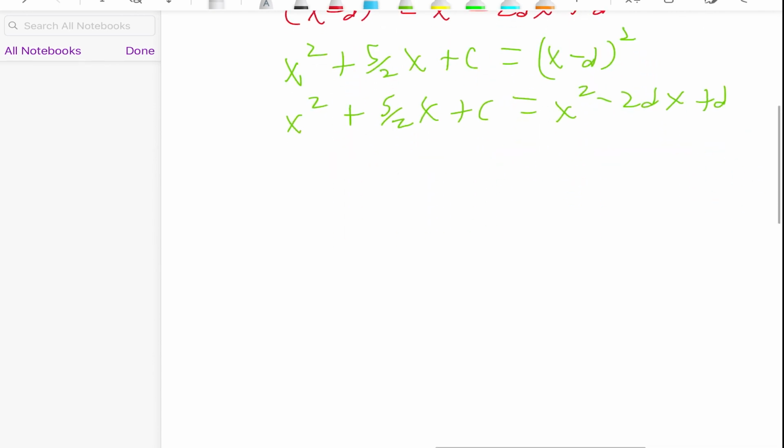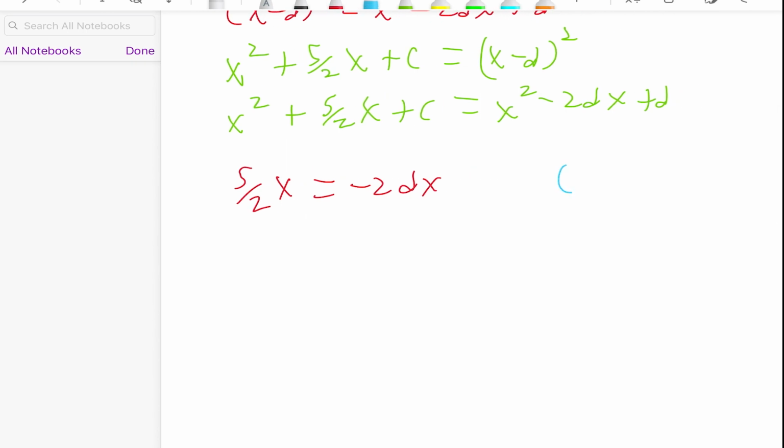Now we do our equating the terms. We get 5 over 2x is equal to negative 2dx, and we get c is equal to d squared. Forgot to write that. Then you find what these two things are.